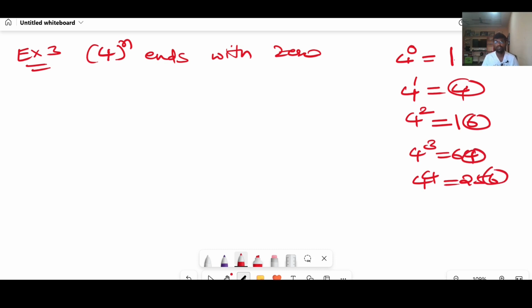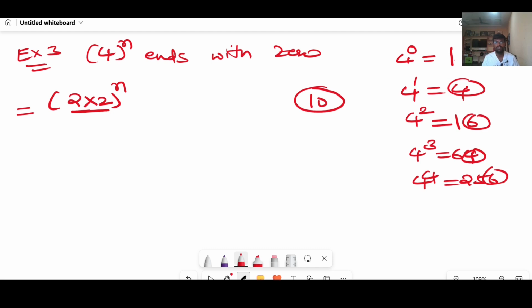Then by looking at that question, we can conclude that it will not end with 0, but we need to explain that, right? I can write 4 as 2 into 2, whole power n. If any exponential form ends with 0, it should have 10 in the base position. Here there is no 10 in the base position, right?